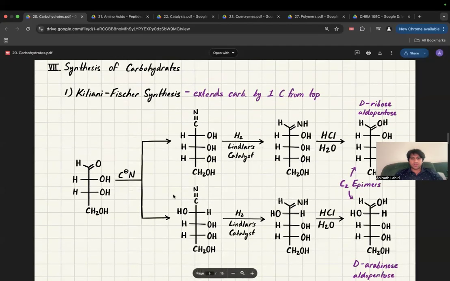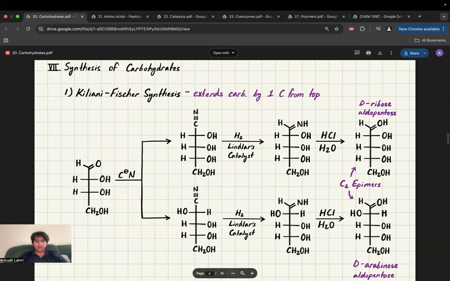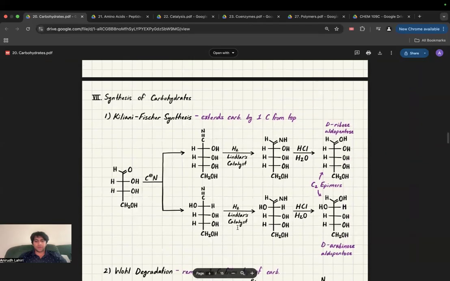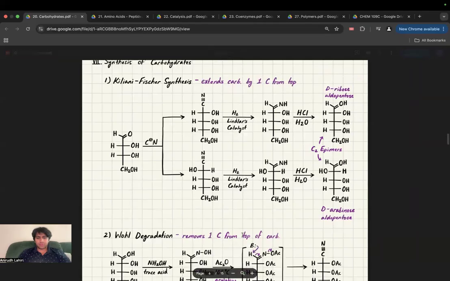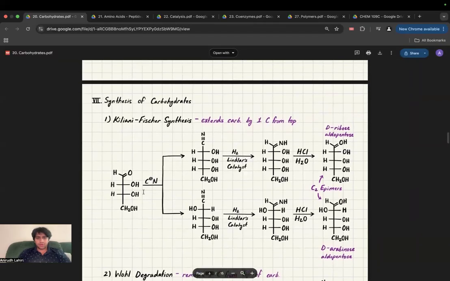Synthesis of carbohydrates. Let me move myself here. Okay, Kiliani-Fischer and Wohl degradation. So these two are the main synthesis reactions for carbs. One of them will add a carbon and one of them will subtract a carbon, right? So the way that we add a carbon is by using cyanide because we have a carbon in this compound and we saw in A and a little bit in B that this is one of the methods that we use to extend the carbon chain.